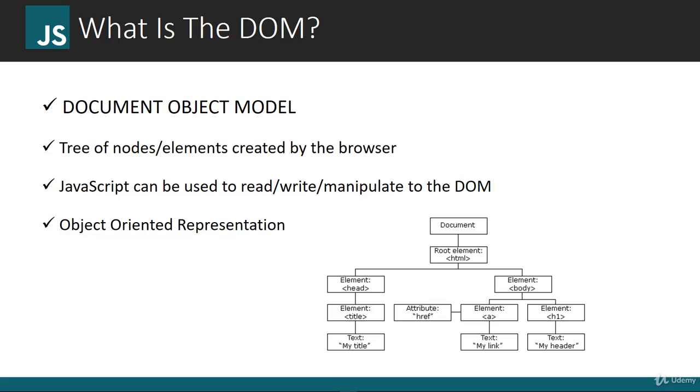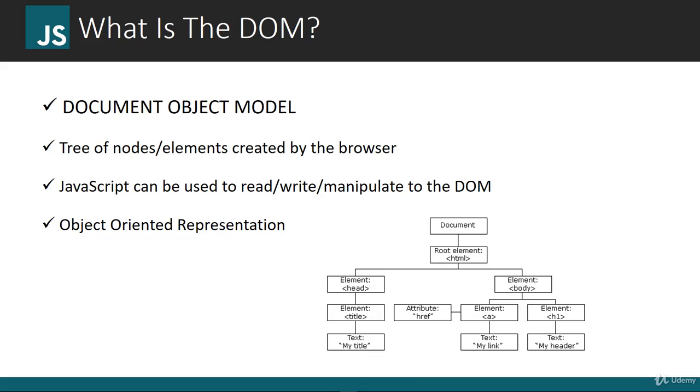Alright, so what is the DOM? It stands for the Document Object Model, and it's basically a structured representation of an HTML document. It can be thought of kind of as a tree of nodes or elements created by the browser. Okay, and when I say node or element, I mean any of the HTML tags, the HTML tag, the body tag, H1s, pretty much anything that is in the document. And we can use JavaScript to manipulate these DOM elements or nodes.